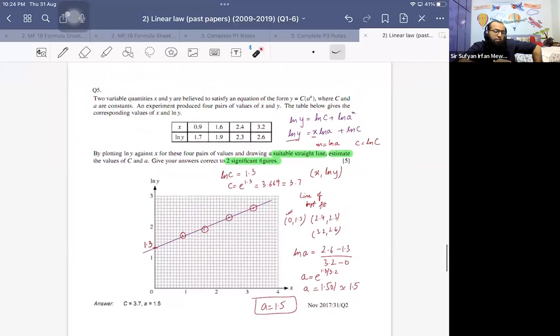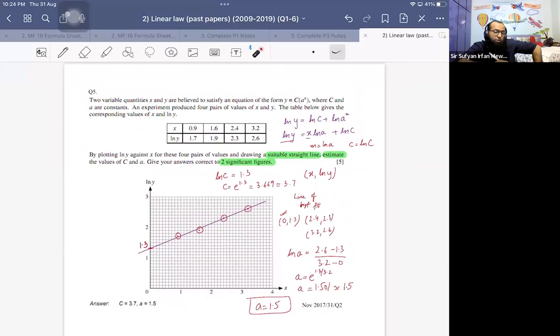I think I've tried to communicate that we plot, we draw a line of best fit, and we find the coordinates from the graph, not from the table. Because this is what the question has instructed us to do.